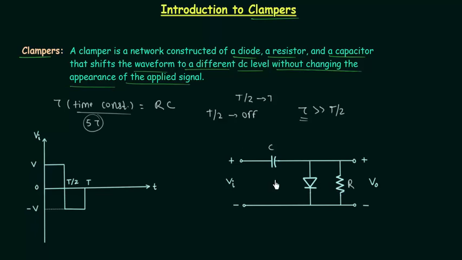Let's solve this example. This is a very basic clamper circuit. We have one capacitor with capacitance equal to C. We have this diode, R is the resistance, and VO is the output voltage which we are measuring across the resistance R. VI is the input voltage, and I will analyze this circuit for the first half cycle. In the first half cycle, from 0 to T by 2, the input voltage VI is equal to V. This terminal is positive and this terminal is negative for the first half cycle, because the input voltage VI is positive throughout this half cycle.